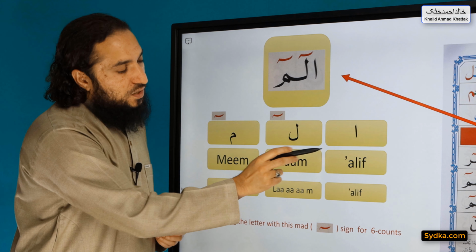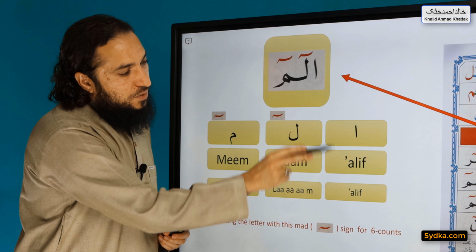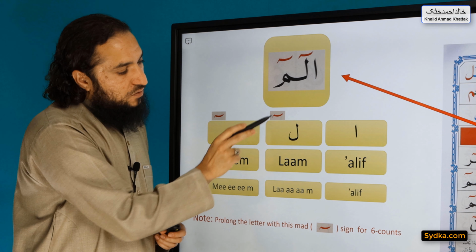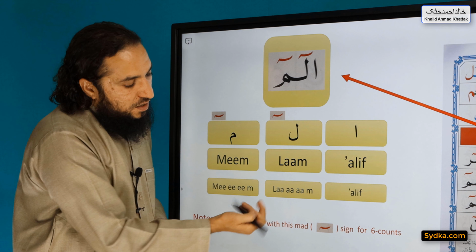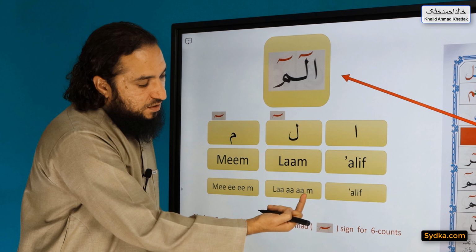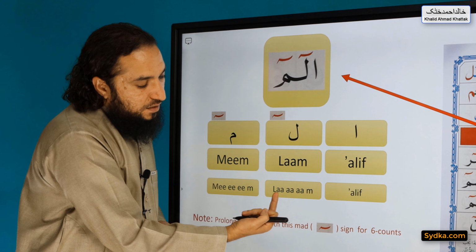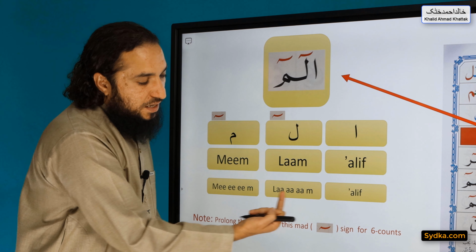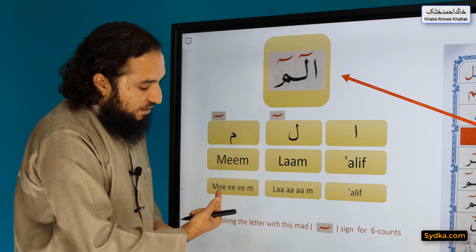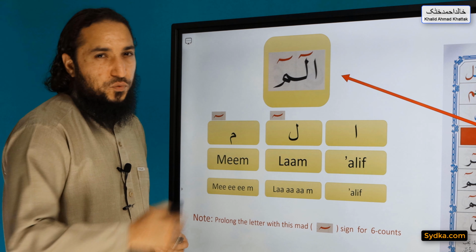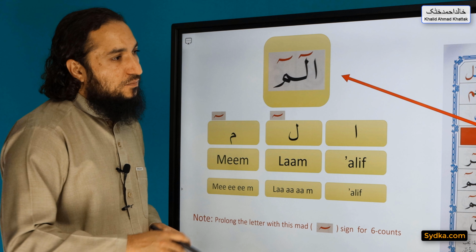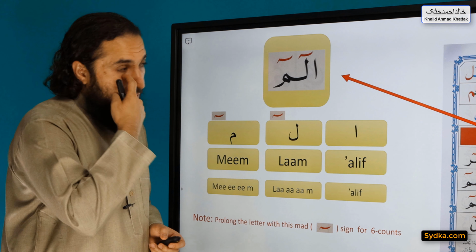Okay, so what I have done here is, for example, alif is same one, lam has mad, so we pronounce it as lam, but because of mad I have written it like this. So lam, and has 6 counts. This indicates 6 counts. Similarly, mim, this indicates 6 counts, just to make it easy for those of you who will be using transliteration. Okay, so repeat after me.